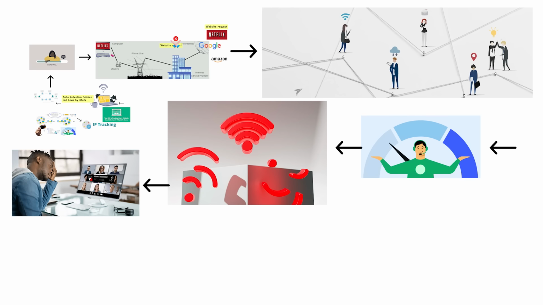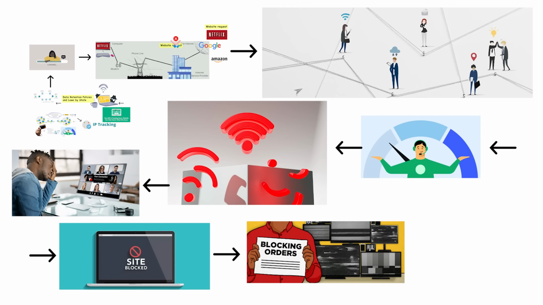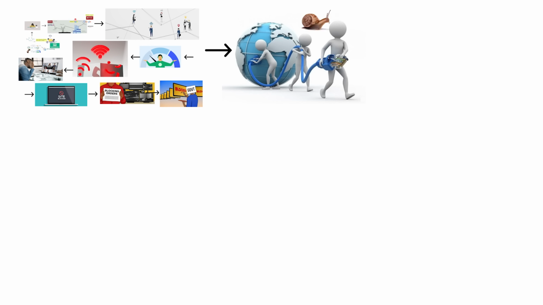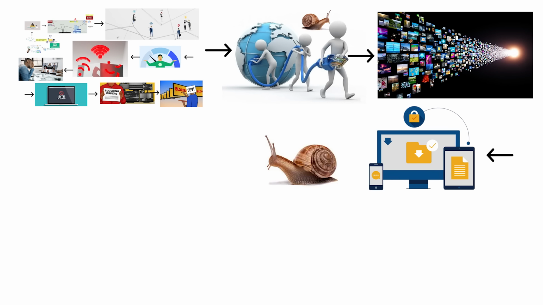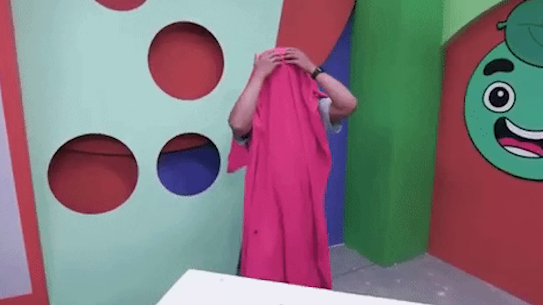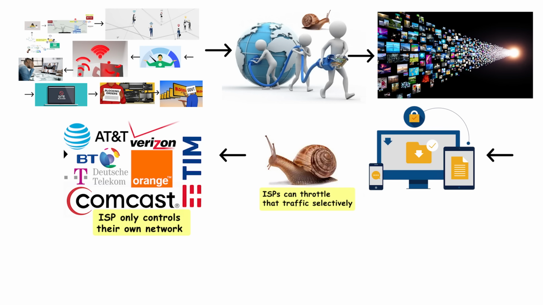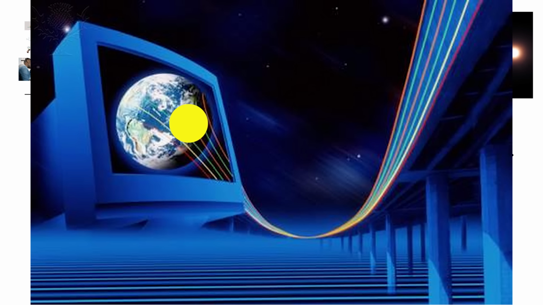In some places, ISPs can also block websites. If the government orders them to block certain content, they do it at this level. If they want to slow down specific services like streaming video or file sharing, they can throttle that traffic selectively. You might not even know what's happening. But here's the limit. Your ISP only controls their own network and your connection to it. Once your data leaves their network and enters the wider internet, they're not in charge anymore.